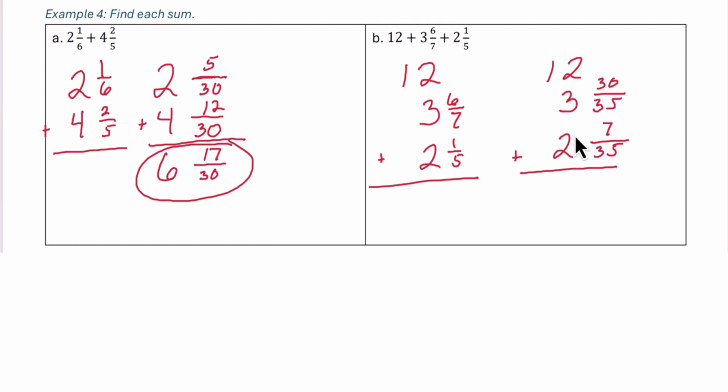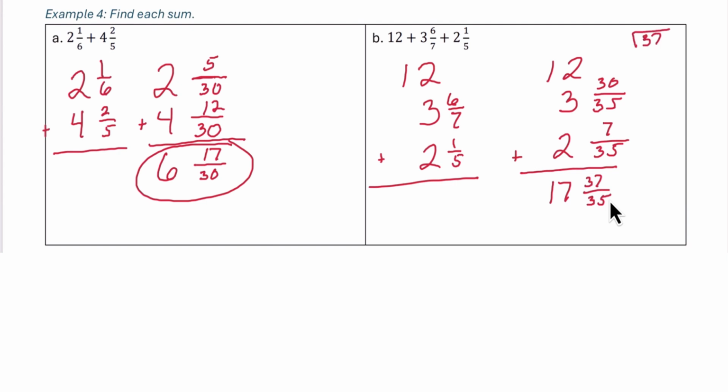Now if we add all of these, looking at the whole numbers, we have 15, 17. And looking at the fractions, remember we add the numerators, we get 37/35ths. But this might look a little strange because a mixed number has a whole number and a proper fraction. This is an improper fraction. So we need to rewrite this as a mixed number so that we eventually have a whole number and a proper fraction. So let's convert this off to the side.